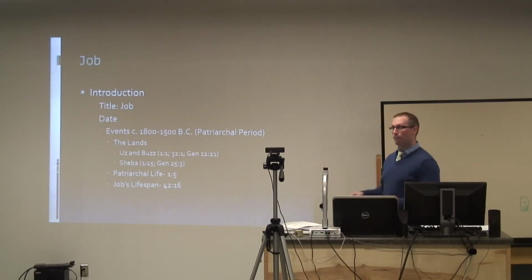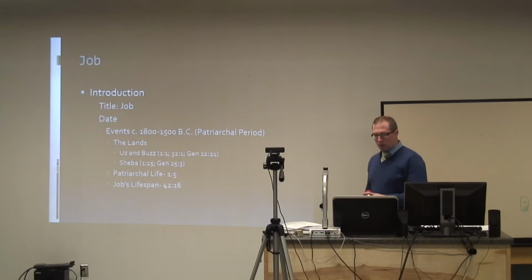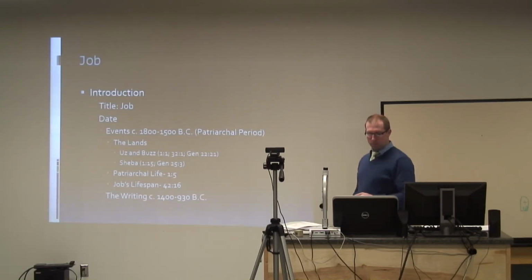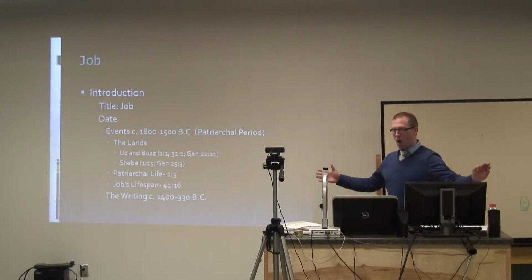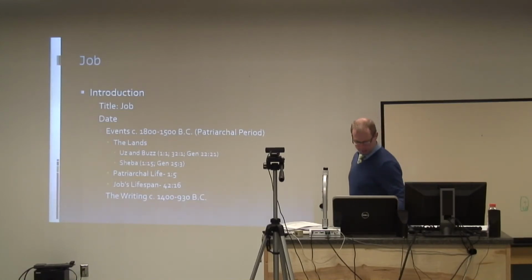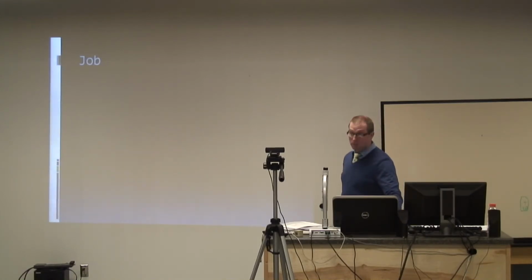You're talking four generations later. You've got an old man. The writing then we would place sometime obviously after Job, but before the time of the monarchy. So I realize that's a pretty wide range of dates, but it's in there somewhere. That's one of the things that we do not know.